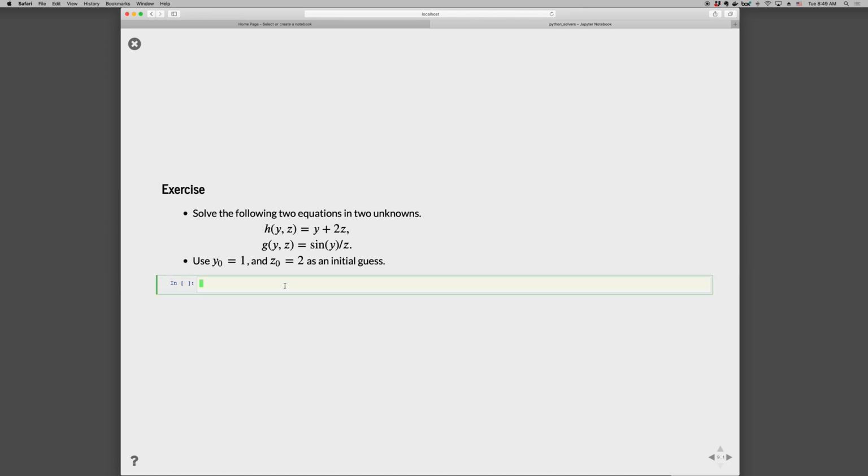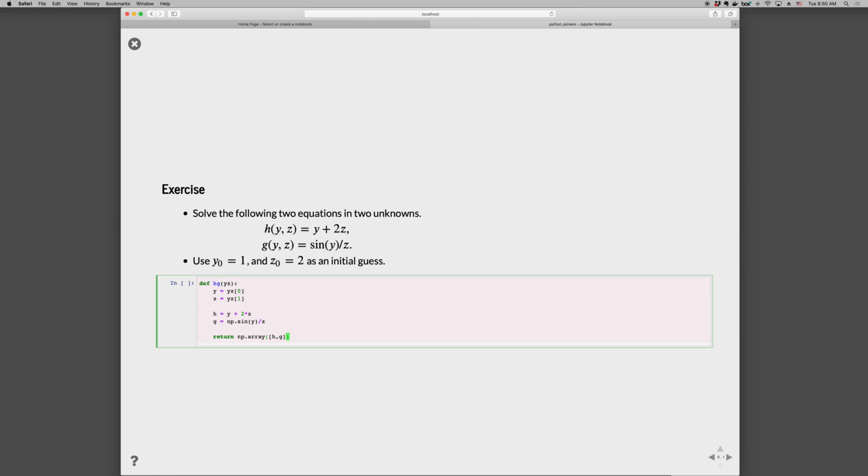Okay, so as stated, we need to define the function with def, and we can call the function anything we want. I'm going to call it hg, and it's a function of our unknowns, which is a vector of unknowns. I'm going to call it yz. And then for convenience, I'm going to make some helper variables, y equals yz[0], and z is yz[1]. And then I'm going to write h equals y plus 2 times z, and g is np.sin(y) divided by z. And then we return np.array of h and g.